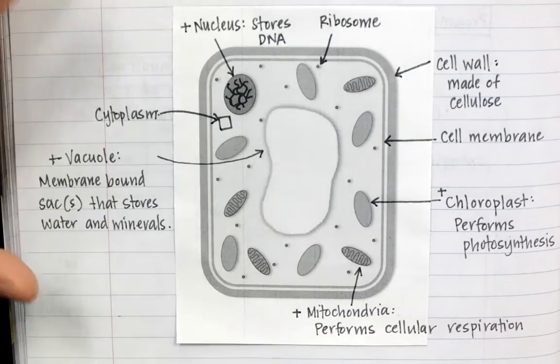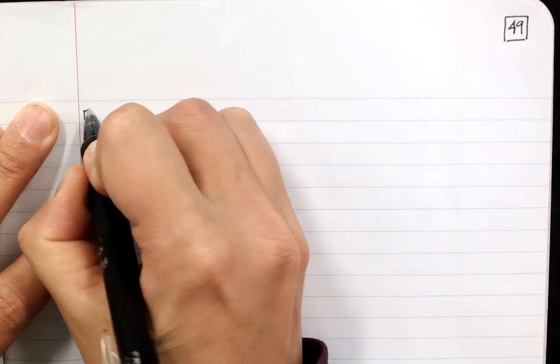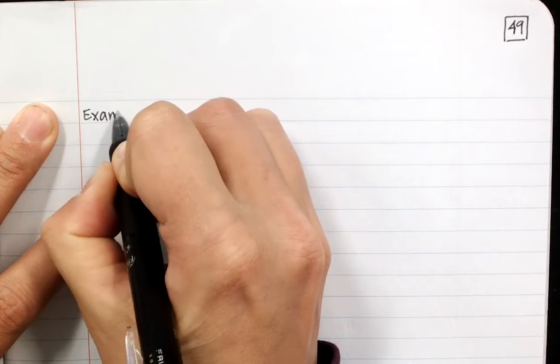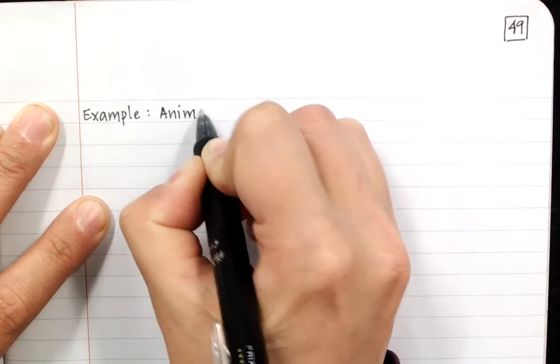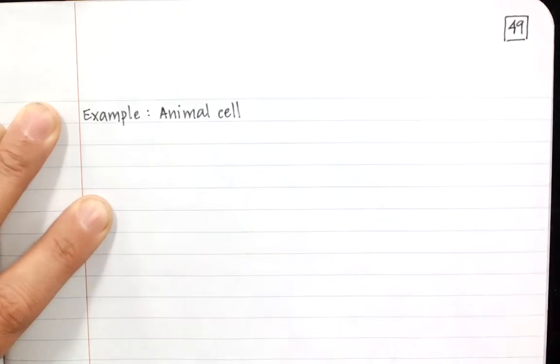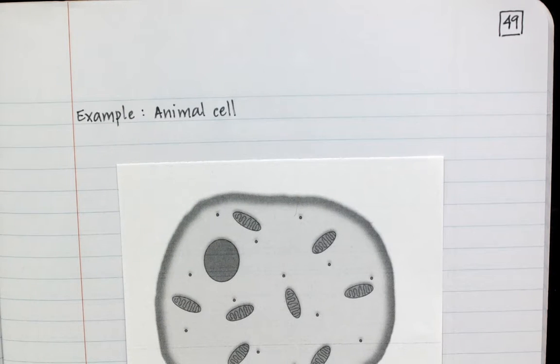Okay, last but not least, we have another example of a eukaryote, and I'm going to put this on page 49. So this is another eukaryote, but it's another example. So I'm going to put example at the top, and it is an animal cell. Now this animal cell, it's kind of round, and that's actually one of the ways that you can identify a plant cell versus an animal cell. Plant cells tend to be more square, and animal cells tend to be more round in their structure.